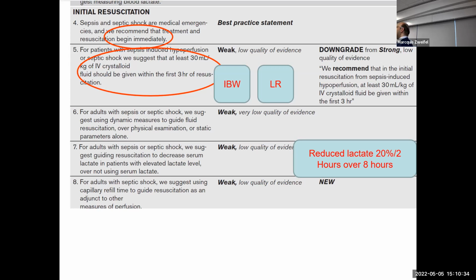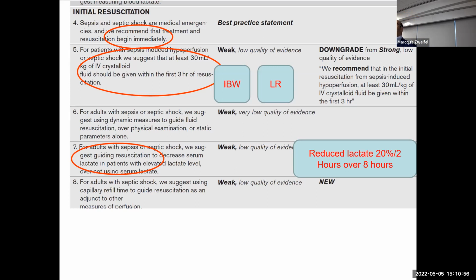It is the first time they mentioned it, and I looked a lot for that. Is it ideal body weight or actual body weight? In previous sepsis guidelines, 8, 12, 16, I couldn't find anything. It's very clear here, it's ideal body weight. And it is LR, not normal saline. Okay?